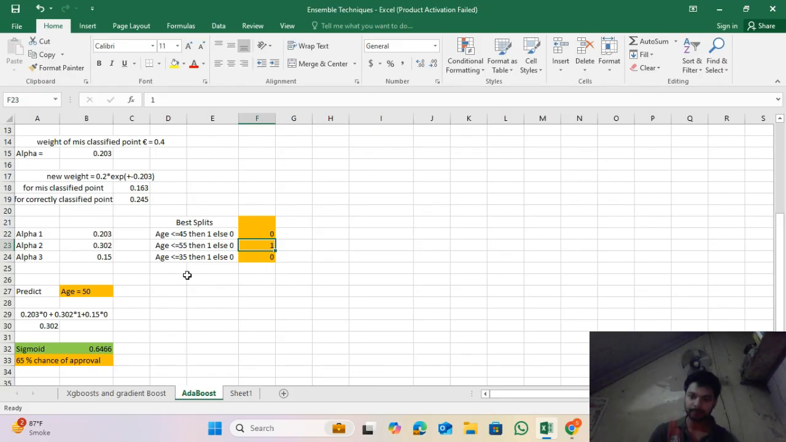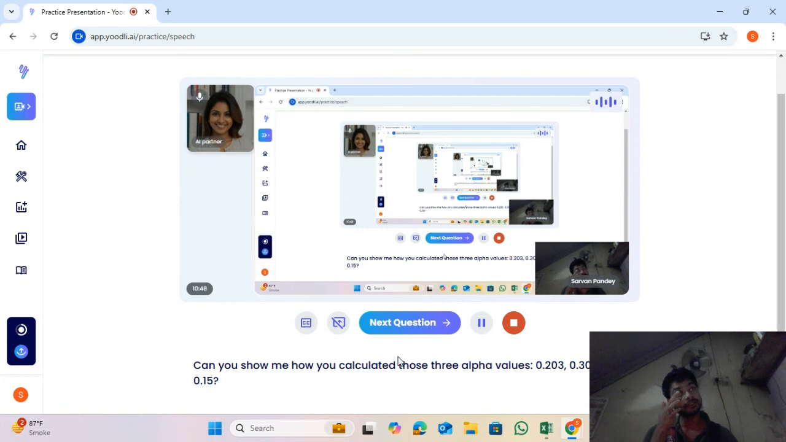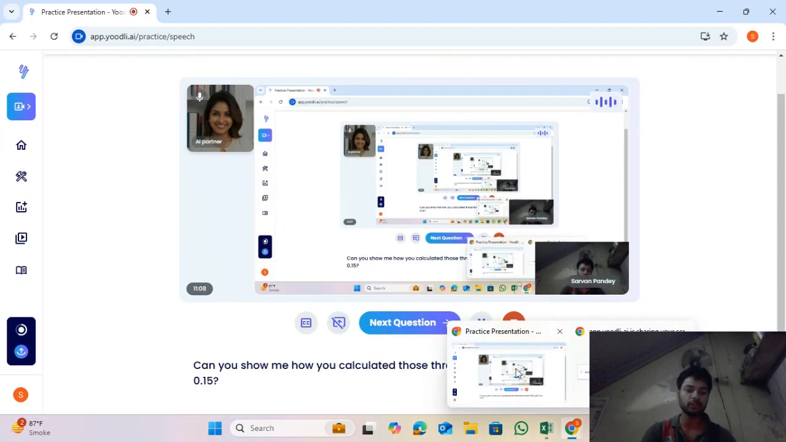And the weighted splits will be calculated as 0.203 multiplied by 0 plus 0.302 multiplied by 1, and you will end up having 0.302. This was just an example. This may not be very correct, but when you calculate different alphas, this is the procedure that you will follow to calculate your predicted output.